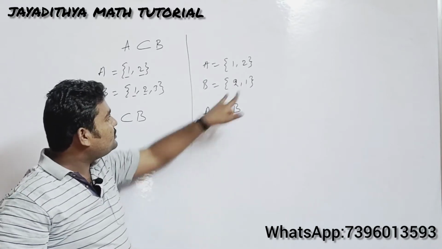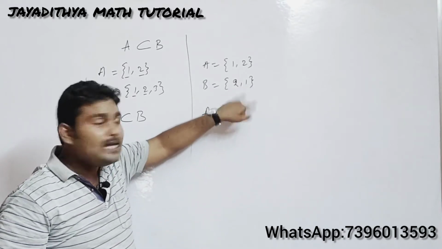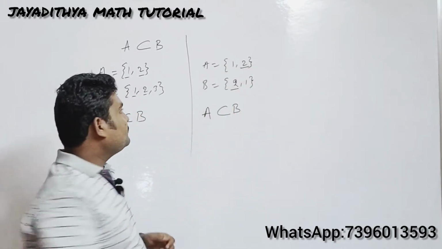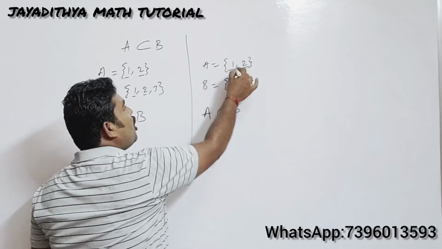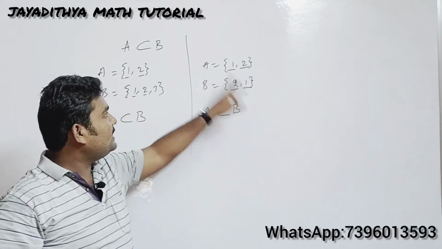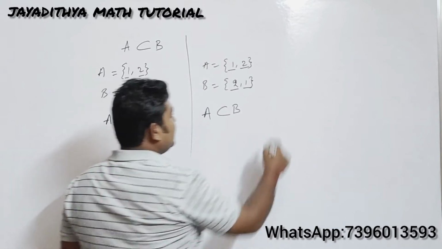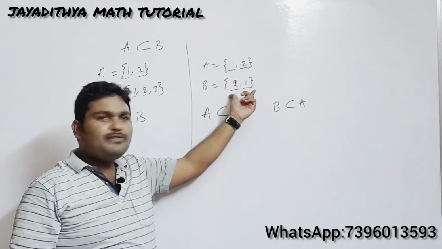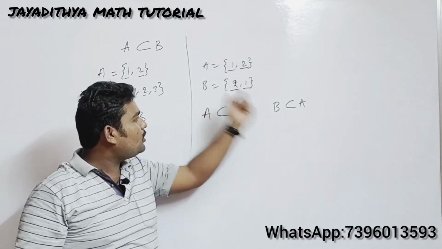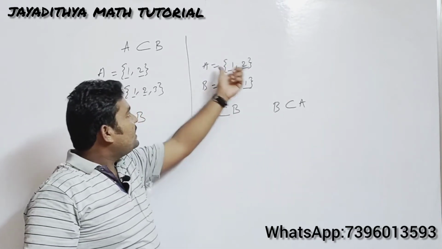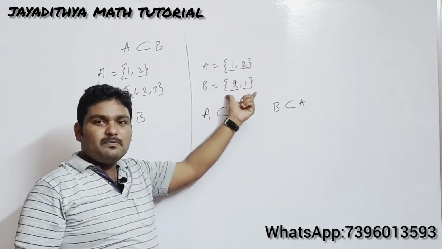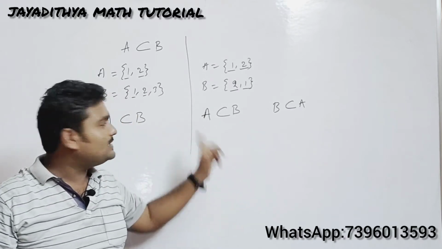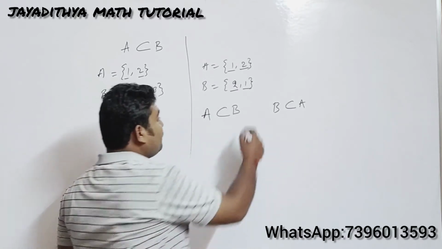You can also observe here that each and every element of set B is also present in set A. So 2 is present in set B and also in set A, and 1 is present in set B and also in set A. So you can also write B subset A. By the definition, each and every element of set B is present in set A, therefore B also is a subset of A. So see here, you have two conditions: A is a subset of B and B is a subset of A.